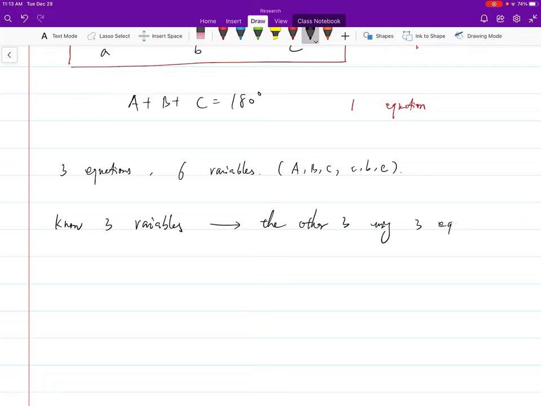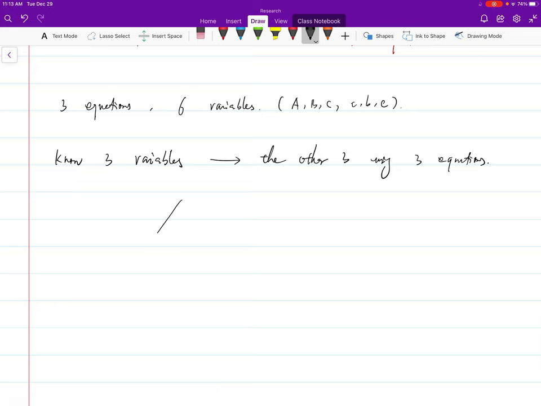Using the three equations we have. Okay, so that's the beauty of this thing. That means if you have a triangle and you have six variables, technically you only have to know three of them, and then you can solve the other three by yourself. So knowing part of the information, you can recover all the information using the three equations we have.